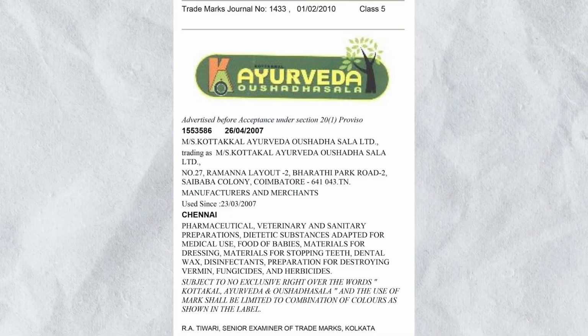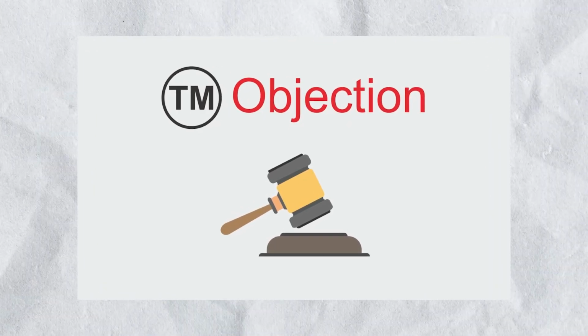After advertising your trademark application in the trademark registry, the registry will wait for almost 4 months to check whether any objection is raised by the public or not. If no objection is filed by anyone from the public, then your trademark application will move to the next stage, that is registering your application.